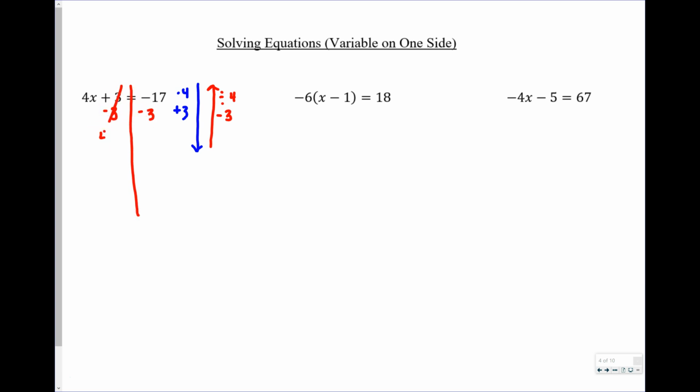So my first step then, draw your line, subtract 3 on both sides. The 3's cancel. I bring my 4x down. Negative 17 minus 3 is negative 20.